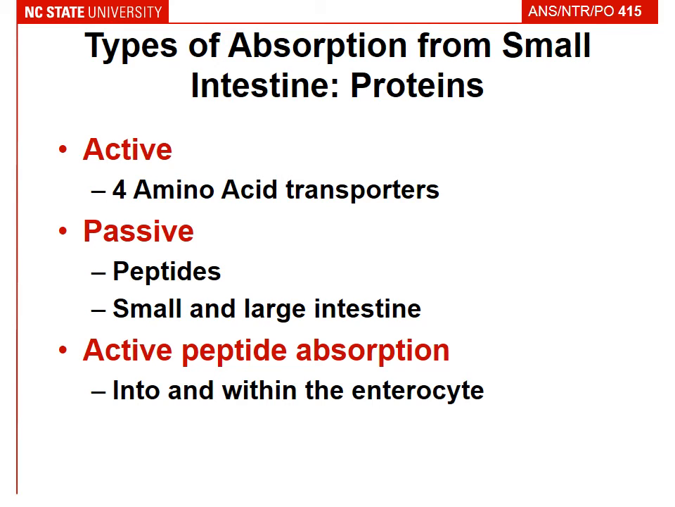And then we also have passive absorption. This occurs with some of the peptides. They're able to passively diffuse into the enterocyte, and that occurs within both the small and large intestine. And then we also have active peptide absorption. These peptides have their own transporter that requires energy, so it helps them get into the cell, and this also occurs within the enterocyte.